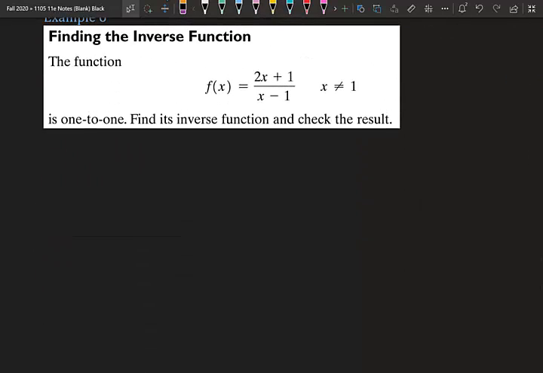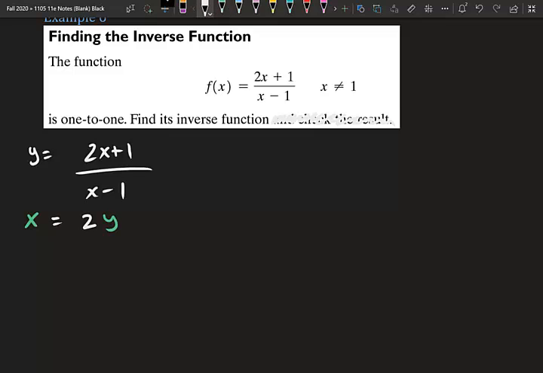Alright, it's one-to-one. Let's find the inverse. We are not going to check it, so don't even worry about that. We're not checking this, but we are going to find that domain and range. Alright, so first, let's change that to y equals. So we have y equals (2x plus 1) over (x minus 1). Now we're going to switch every x to y and every y to x. So we have x equals (2y plus 1) over (y minus 1). Now we need to solve for y.